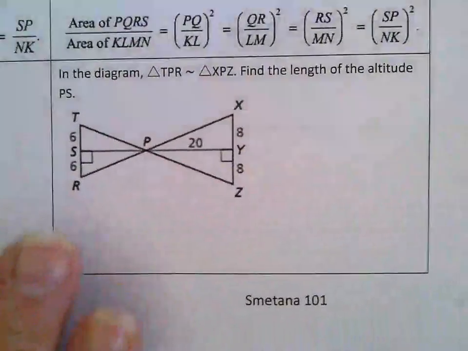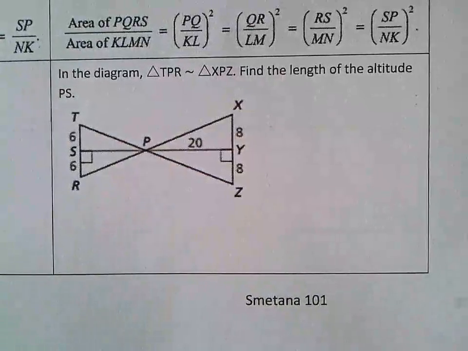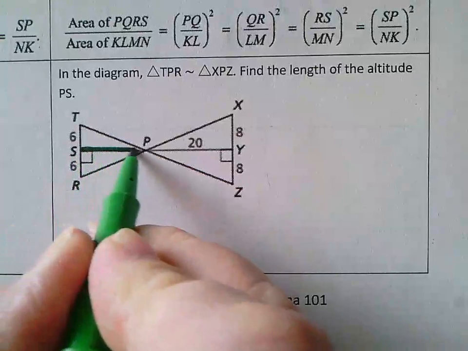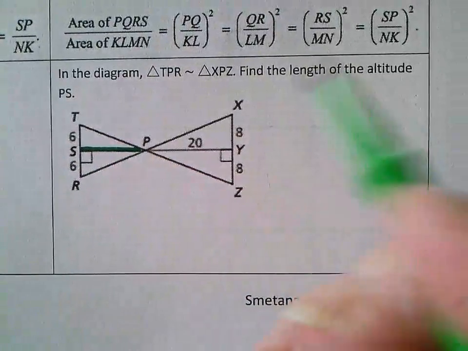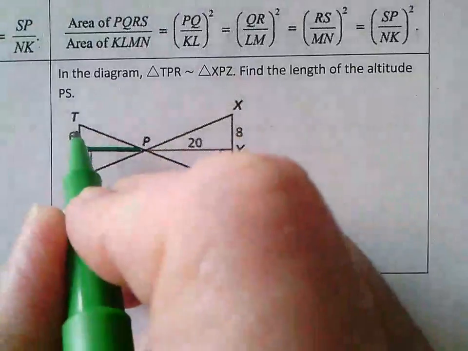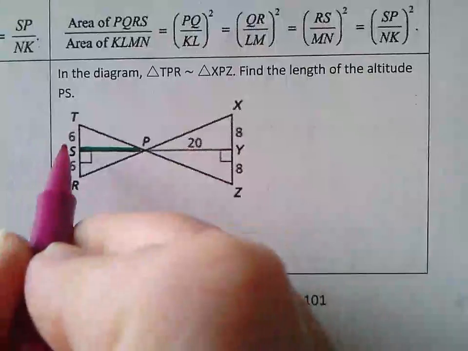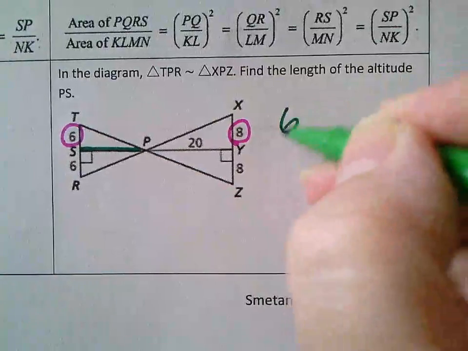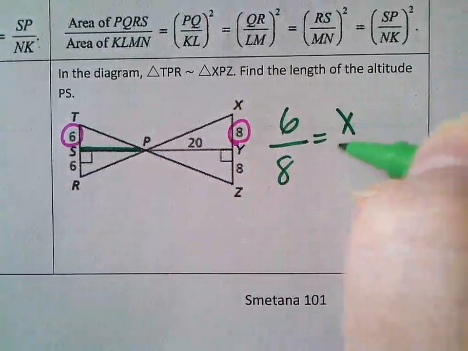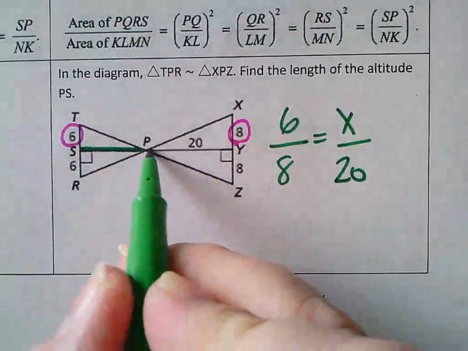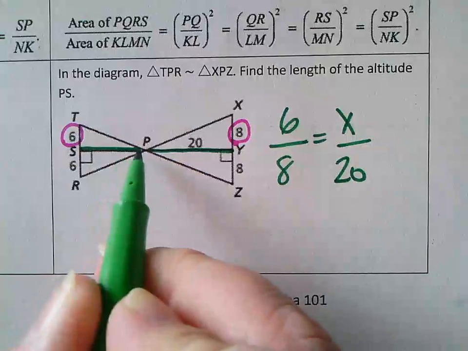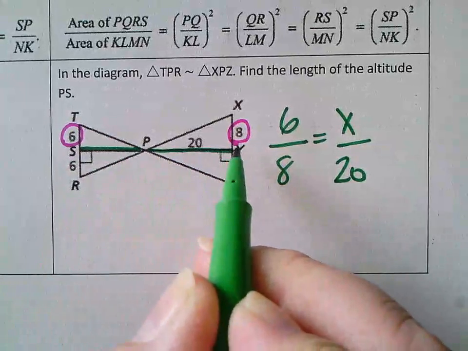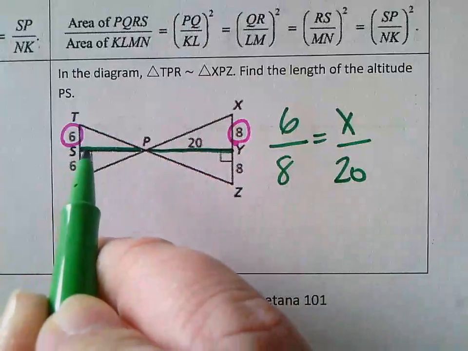In the diagram, triangle TPR is similar to XPZ. So find the length of the altitude. Remember the altitude is this right here. That is your length. So you're looking at 6 over 8, mostly because I'm using these right here. 6 over 8 is equal to X over 20. And I'm getting that from right here. I'm going to call that X because that's what I want to find. And this is your 20. So 6 over 8 is equal to X over 20.